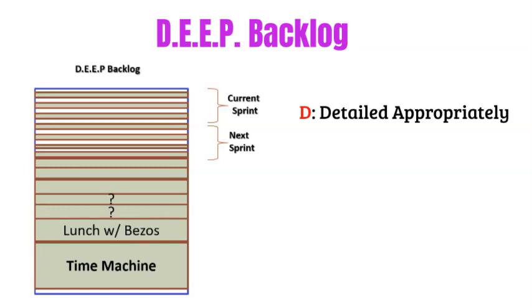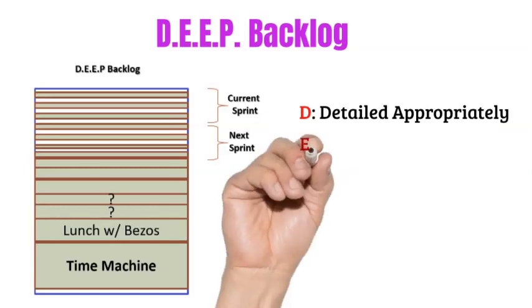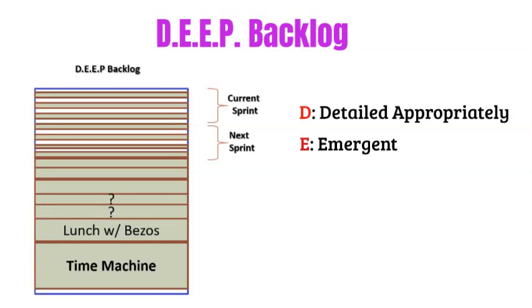The stuff that you want to do immediately, let's say in the current sprint or the sprint after, the user stories are written very nicely. They have acceptance criteria. They're written as "as a user, I want to". Everything is detailed appropriately. And then next comes the E, emergent.